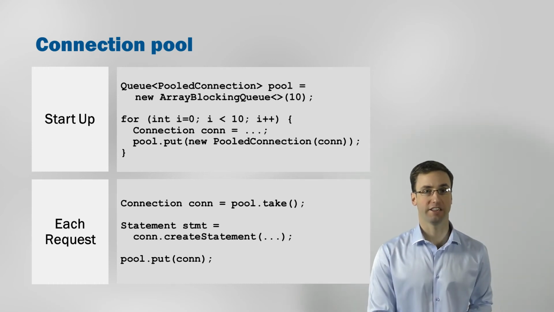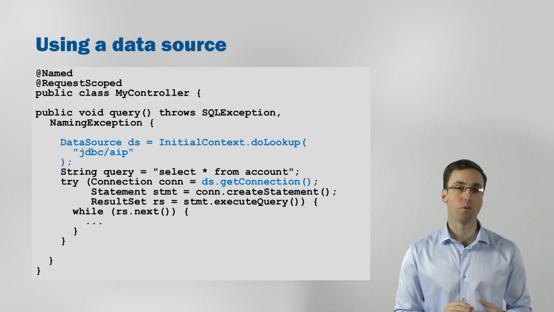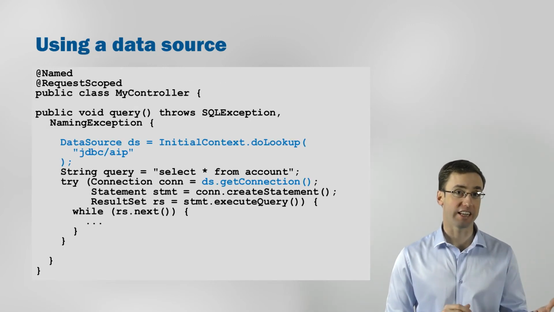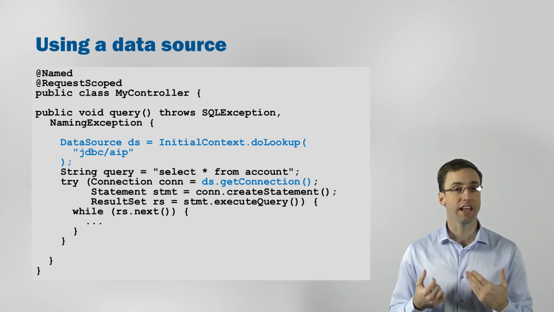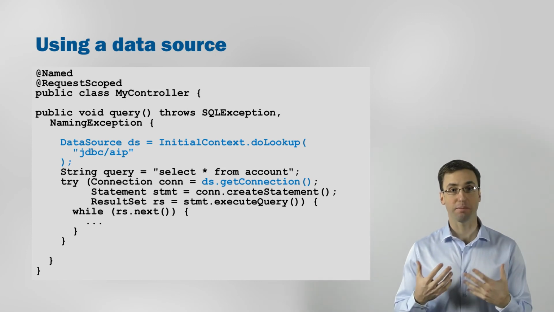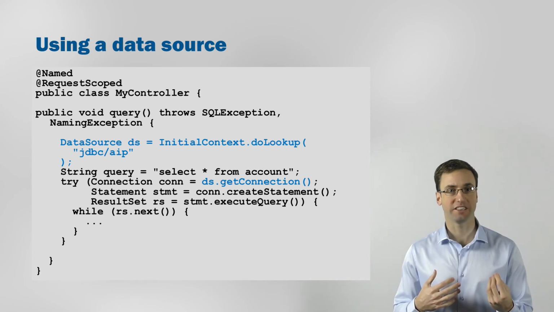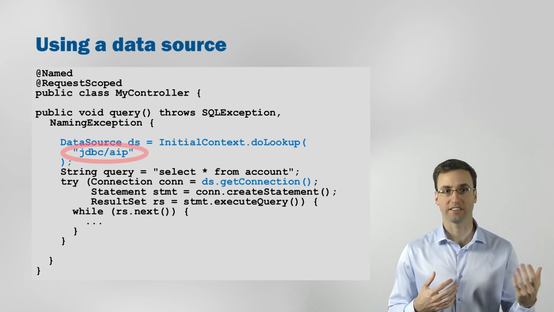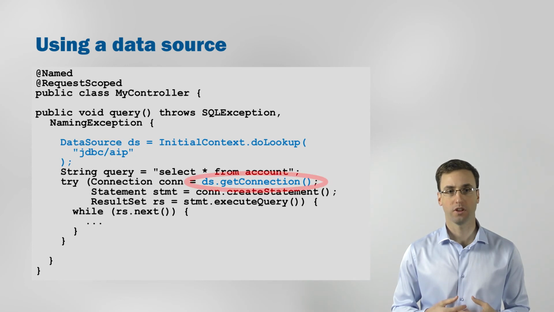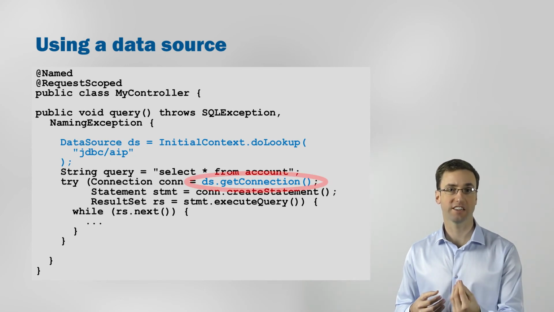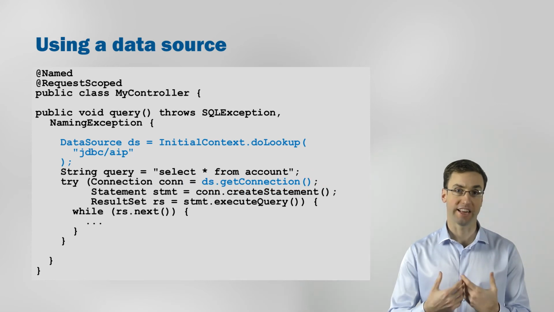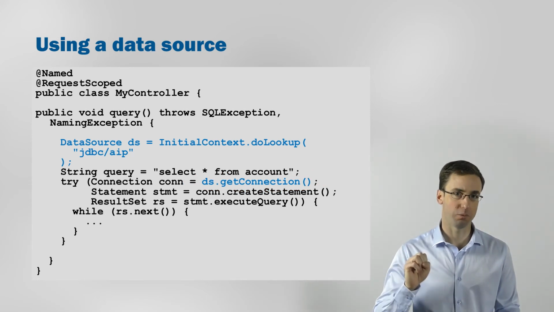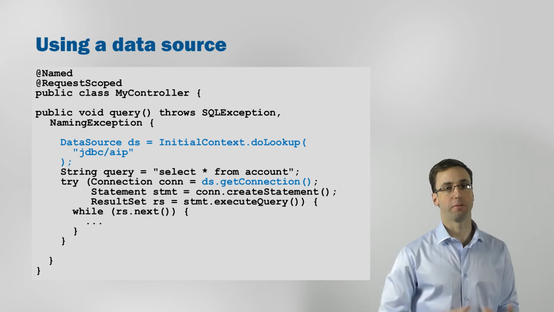So how do you take advantage of a connection pool? Well, instead of creating a connection directly, you request a connection from the application server. In this example, I've configured the application server, so there's a JDBC connection pool named JDBC/AIP. Calling getConnection on this data source will retrieve a connection from the pool. When the connection is closed, the close command will be intercepted and the connection is returned back to the pool.